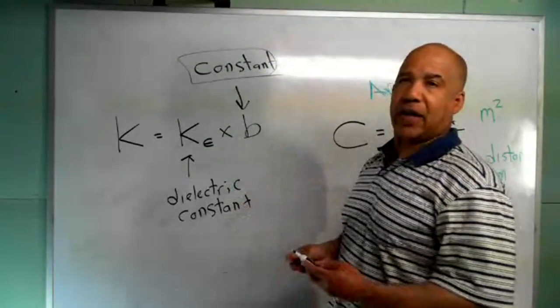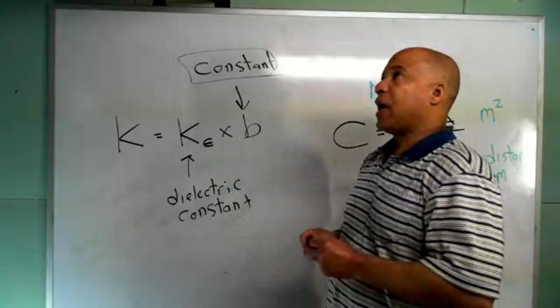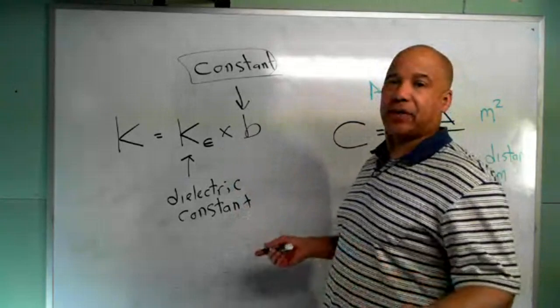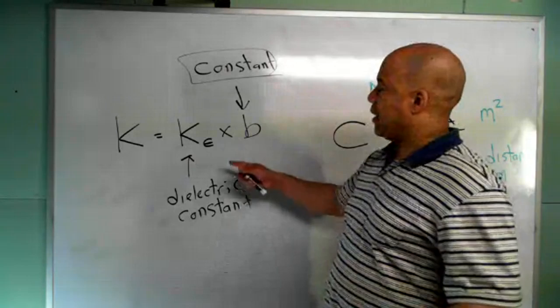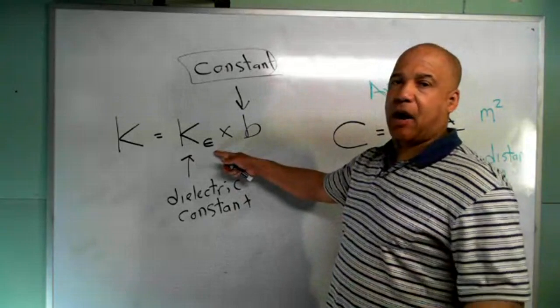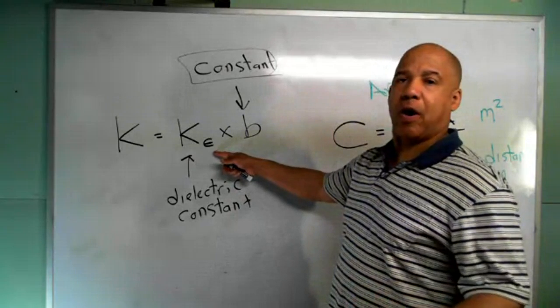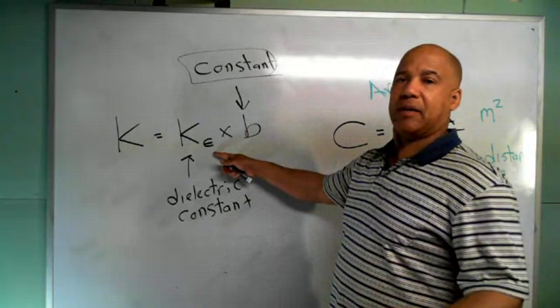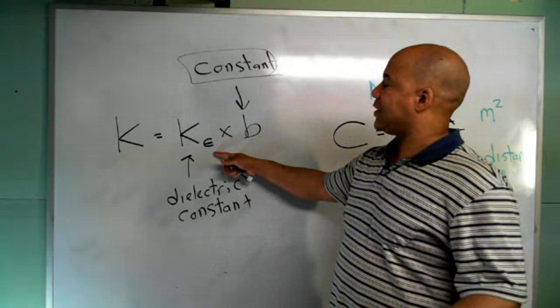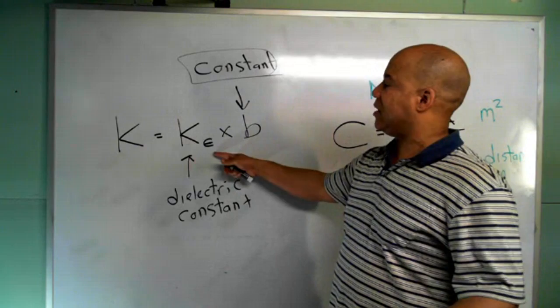So I might have, let's say, a piece of glass. Glass is an insulator. It'll have a certain dielectric constant. I always compare it to a vacuum or air. Basically, air you can say has a dielectric constant of, let's say, 1.